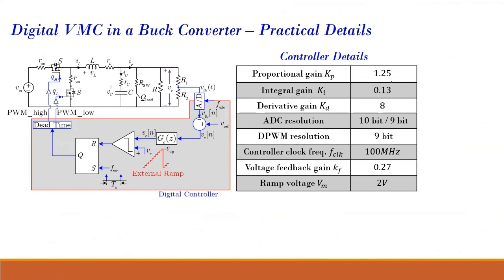Then inside, these are some gains: KP, KI, KD, etc. And the ADC is a 10-bit ADC, but we are discarding 1 bit, so 9-bit. DPWM resolution is 9-bit. Your clock is 100 megahertz, which is used to generate other clocks. And this is your voltage feedback gain, 0.27. So effectively R2 divided by R1 plus R2 is approximately 0.27. So that's how you must choose and design.